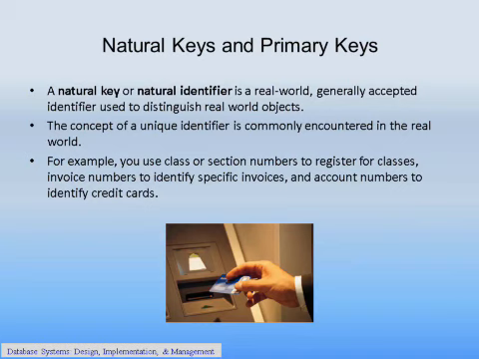A natural key, or natural identifier, is a real-world, generally accepted identifier used to distinguish real-world objects. As its name implies, a natural key is familiar to end users and forms part of their day-to-day business vocabulary. The concept of a unique identifier is commonly encountered in the real world. For example, you use class or section numbers to register for classes, invoice numbers to identify specific invoices, and account numbers to identify credit cards.